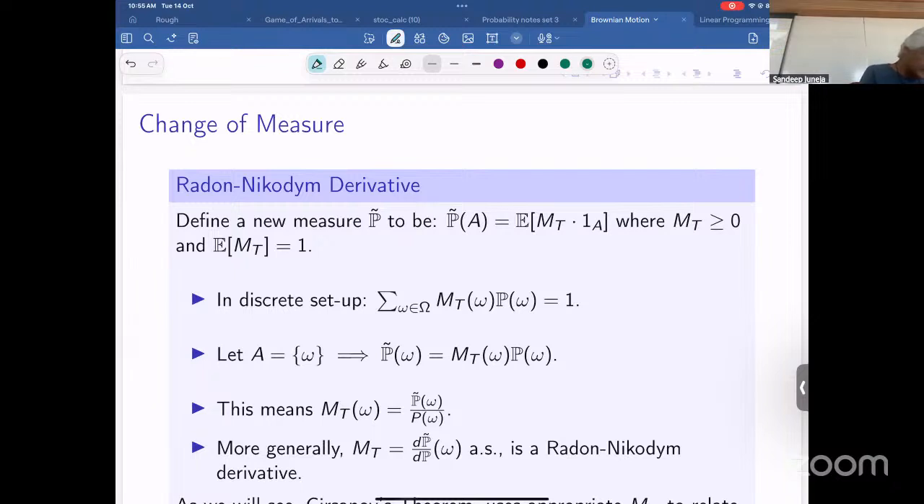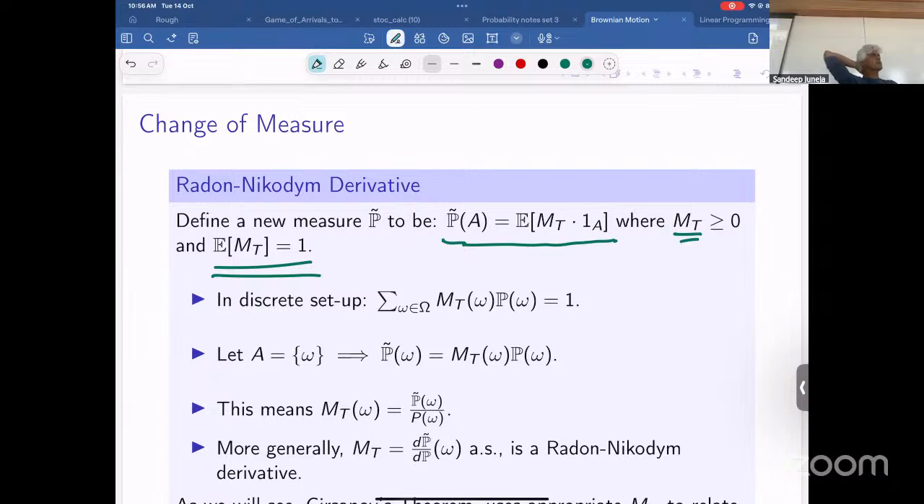But before I do that, let me define P tilde of A as the expected value of M of big T times the indicator of A, where M of T is some random variable which is non-negative, whose expectation is equal to 1. So the big picture is, I have a probability space, I have a random variable which is non-negative and which has expected value equal to 1. And the claim is now that this random variable becomes a tool for reweighing probabilities.